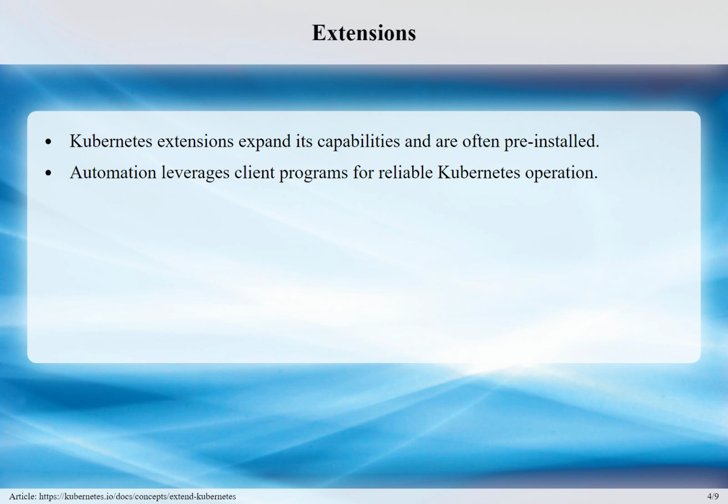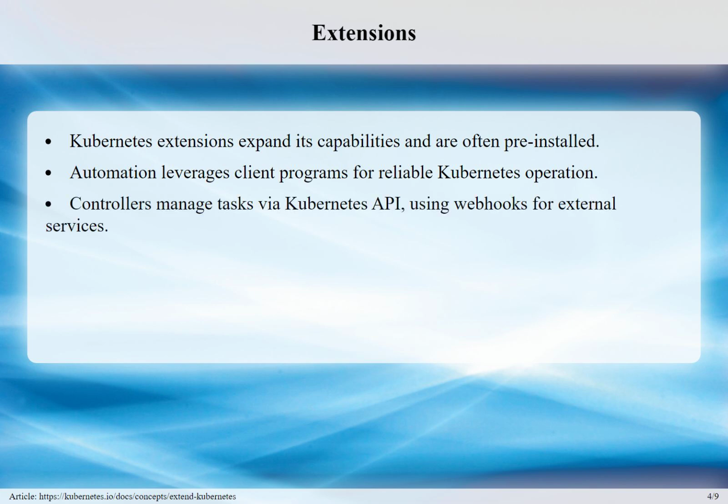Automation plays a significant role in Kubernetes, facilitated by client programs that interact with the Kubernetes API. This automation can seamlessly operate on or off the cluster, ensuring robust and reliable operations across various environments, including hosted and managed clusters.